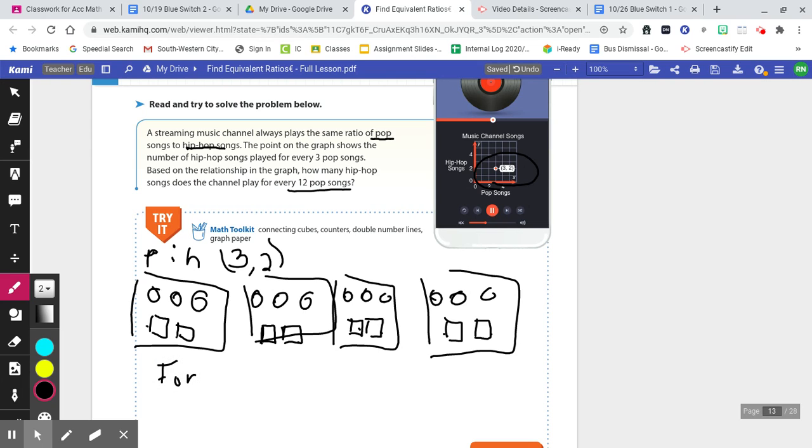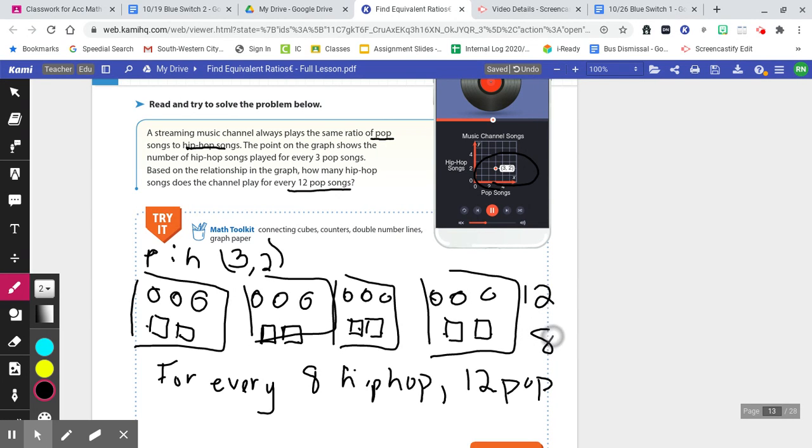For every, there's that term, for every 8 hip-hop, they play 12 pop songs. So I could have said, or I could say that ratio, again, is 12 to 8.